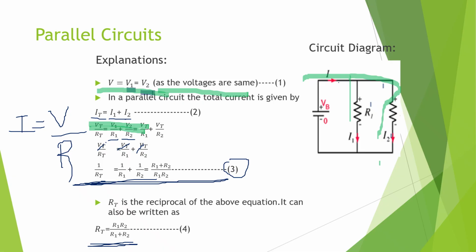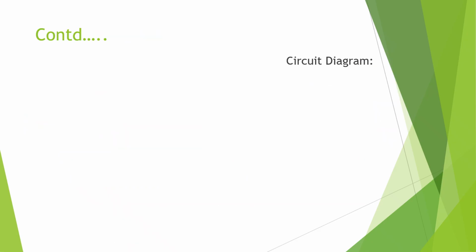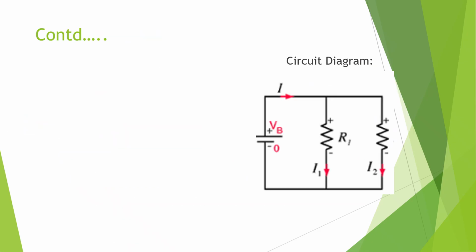Now the voltage is the same, the current is different, and we have the resistance. Now it is time to calculate the different currents, I1 and I2. It is the same circuit. The same current is divided into I1 and I2. So let us first calculate I1.